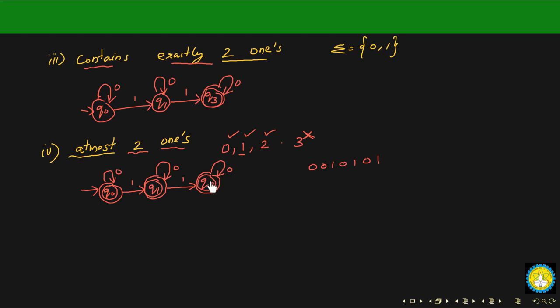So even though you are at Q2 in the previous step, meaning after seeing 2 1s you are at Q2, and then you see one more 1, that means you are actually at a dead state. So when you see one more 1, you're at a dead state, and this string should not be accepted. Suppose the string was only up to here. So this one is not there. Then this would have been accepted.